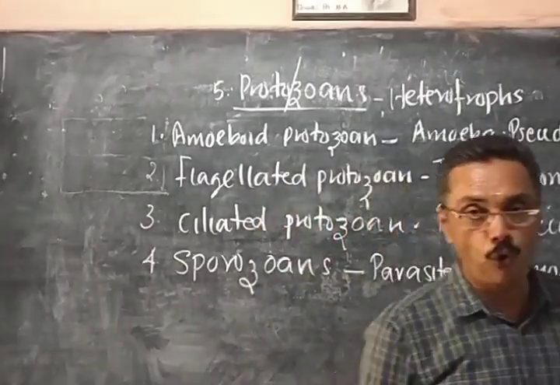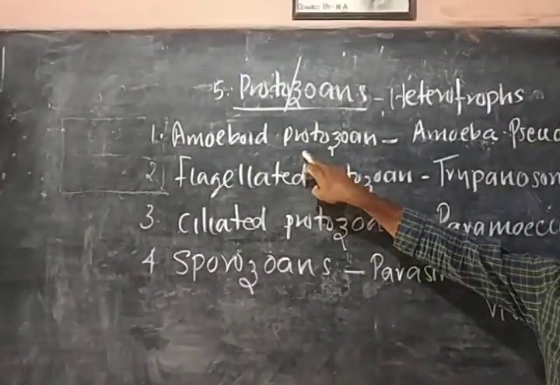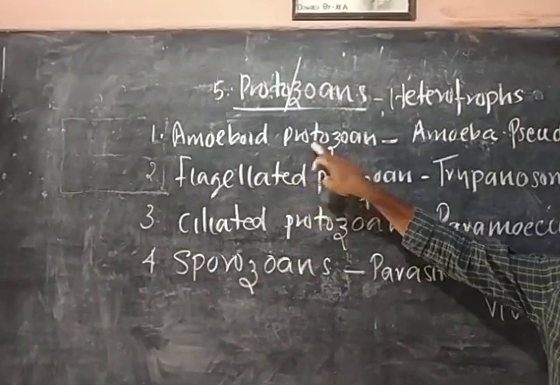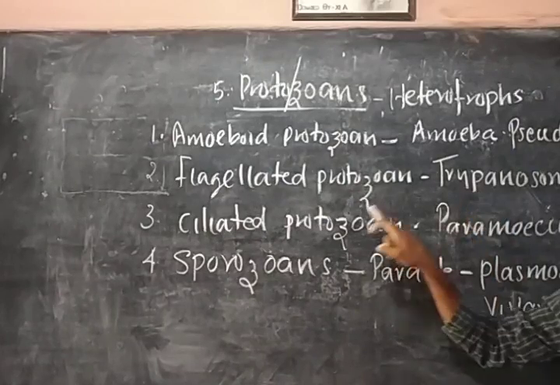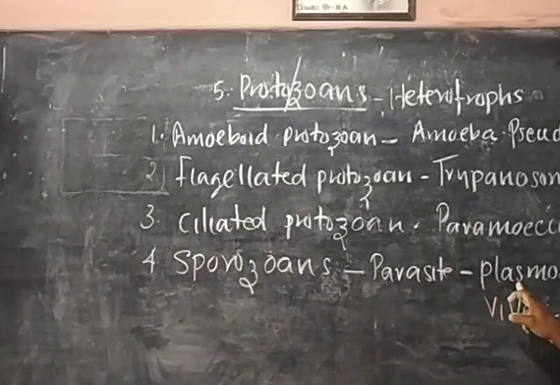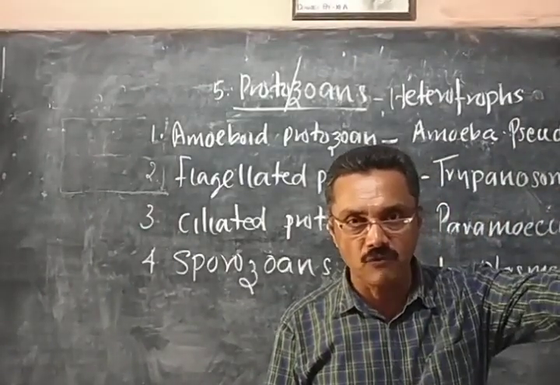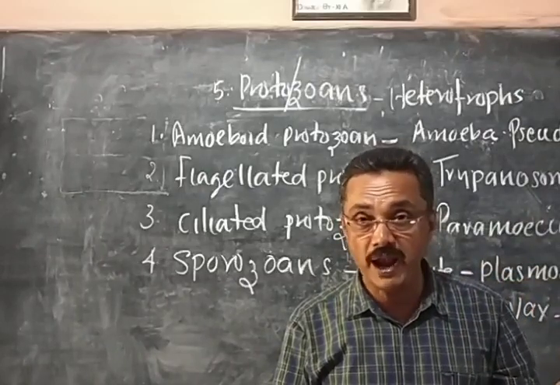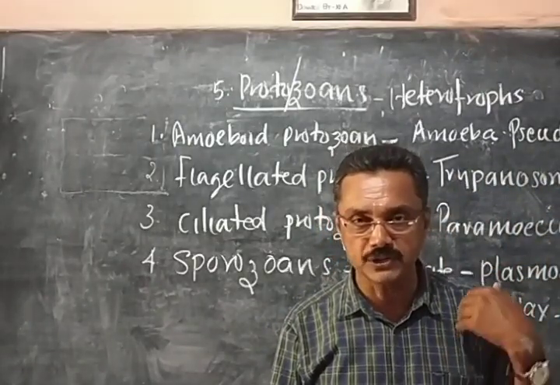So four groups are there coming under the protozoans. First, amoeboid protozoans, amoeba-like protozoans moving with the pseudopodia, causing dysentery. Flagellate protozoans with the flagella, example Trypanosoma, causing African sleeping sickness. Ciliated protozoans like Paramecium with the cilia, macronucleus, and a mouth-like structure called gullet. Then sporozoans, spore producing animals, parasite Plasmodium vivax, which causes malaria. Malaria is spread from one person to another person by the female Anopheles mosquito.